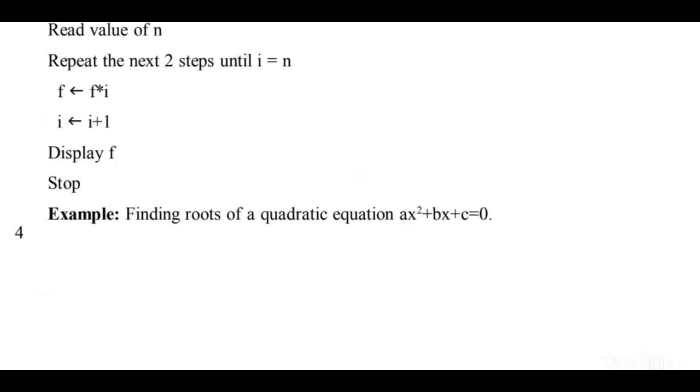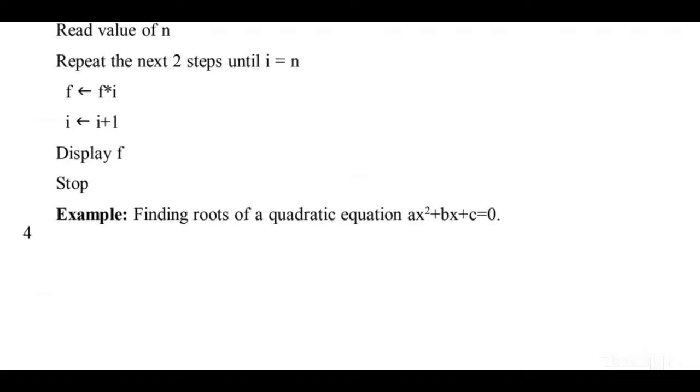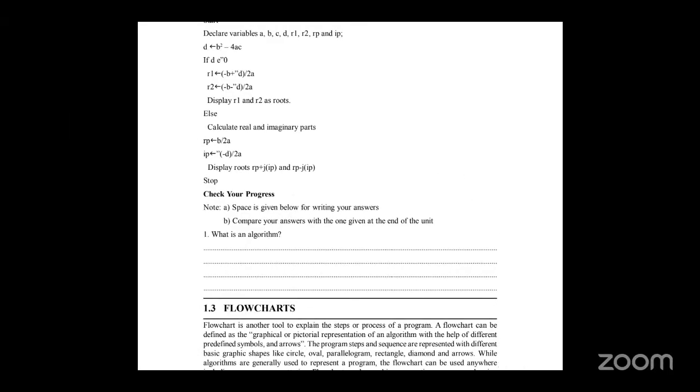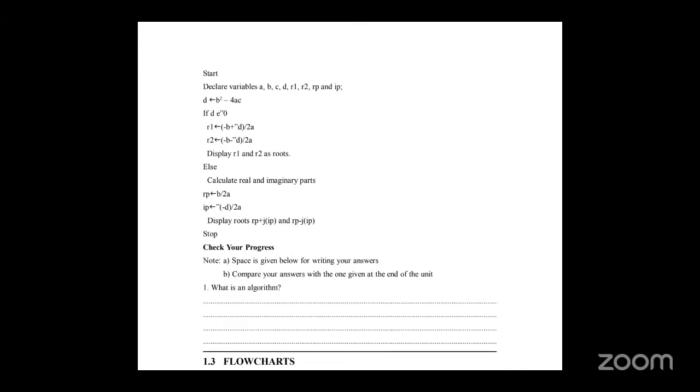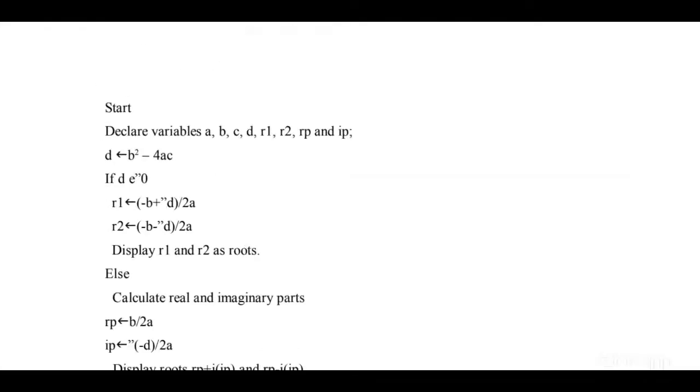Find the roots of the quadratic equation. That is the next program. In this program, we directly start and declare the variables a, b, c, d, r1, r2. d = b squared minus 4ac. If d is greater than or equal to 0, then r1 = (minus b plus the square root of d) by 2a, and r2 = (minus b minus the square root of d) by 2a. Display r1 and r2 as the roots.